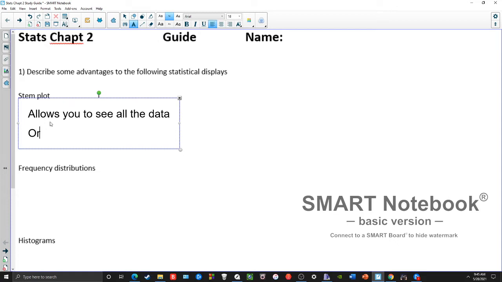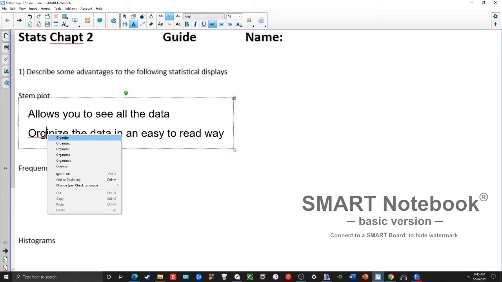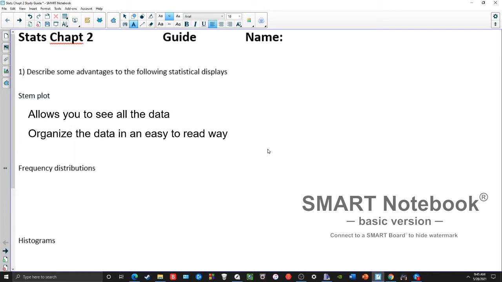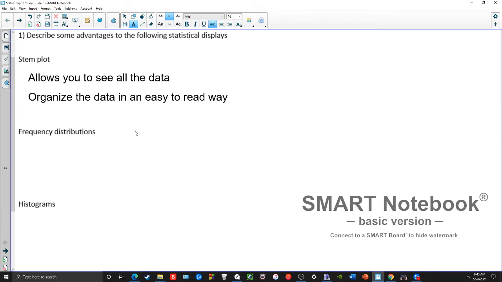It also allows you to organize the data in an easy to read way. So instead of having all the numbers splayed out in random order, a stem plot actually orders them, organizes them, and makes it easier to read. Now, again, this is kind of generic, but it's one of the benefits to it.